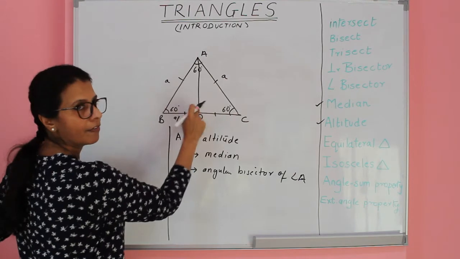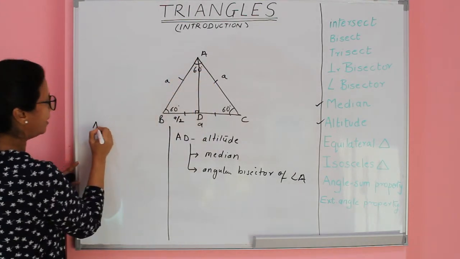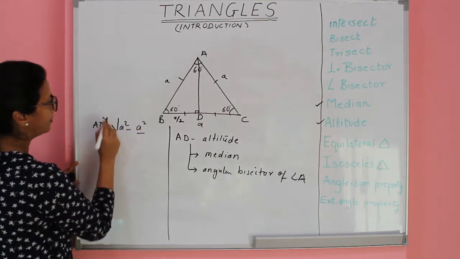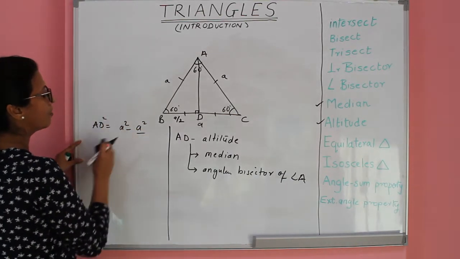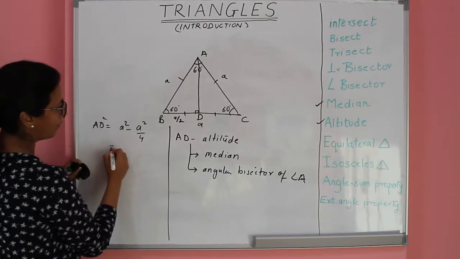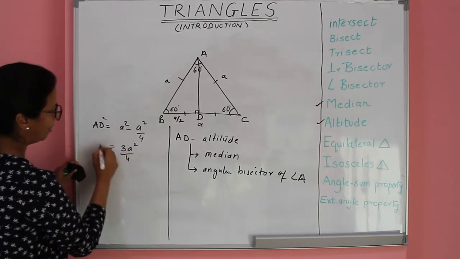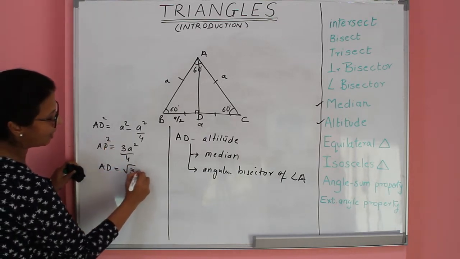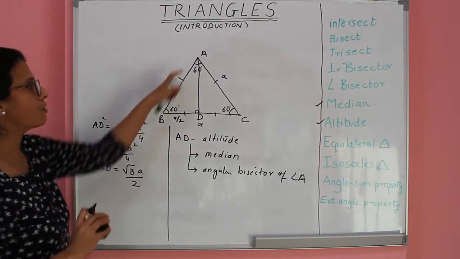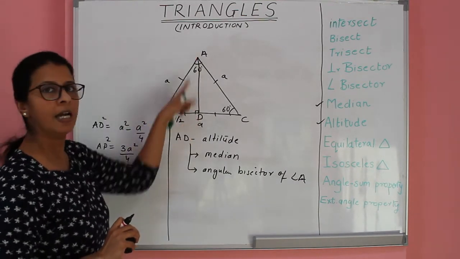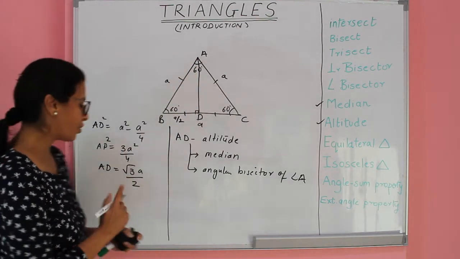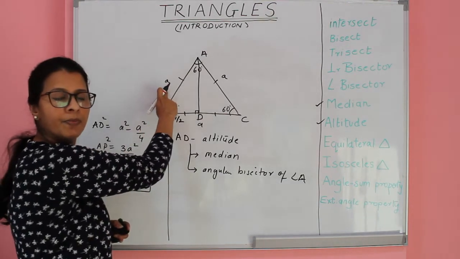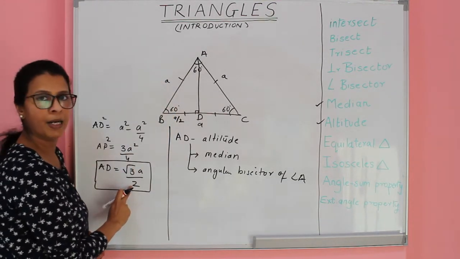So by Pythagoras theorem, can I find out the height AD? I can write AD square is equal to A square minus A square upon 4, which is equal to 3A square upon 4. Therefore AD is equal to root 3 A upon 2. I used the Pythagoras theorem for the triangle ABD and found out the height. So it shows that if an equilateral triangle has a side A, then its height is root 3 A by 2.